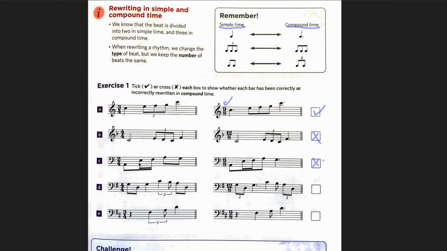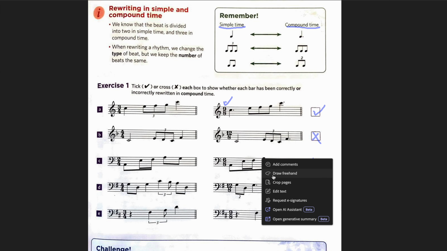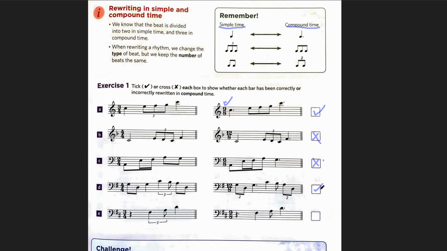Okay, so we have 2 quavers, and that's a duplet, which is correct. We've got a crotchet, which should be a dotted crotchet, which is correct. We have a triplet, which shouldn't be a triplet, and 2 quavers, that should be a duplet. So that is again correct.